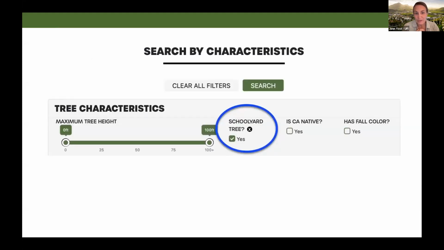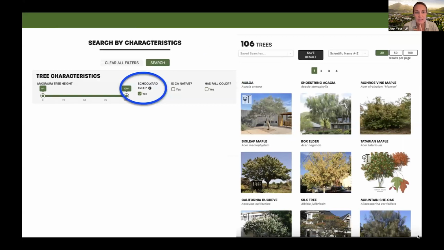And so when you click schoolyard tree, it will give you the whole list that's been developed by this team. But you can also add schoolyard tree or any other criteria that you care about. Next slide. And when you do that, you'll see that beautiful PDF that Arran showed, but you'll just see it in a different format, which is with little icons of the trees. Next slide.